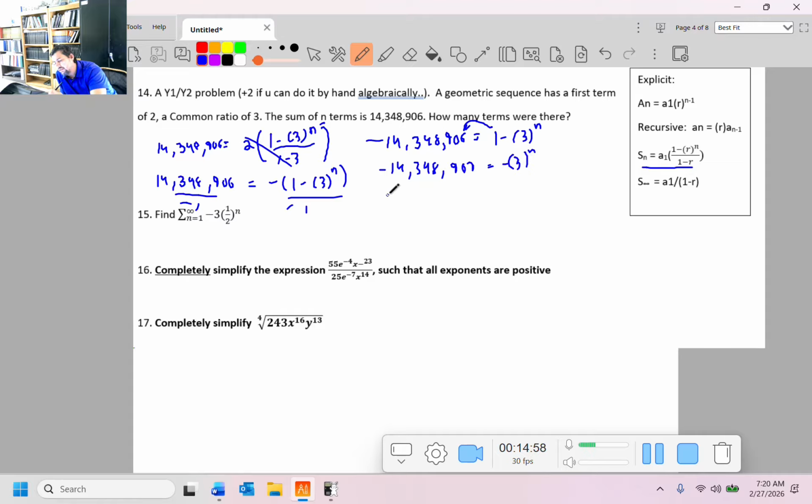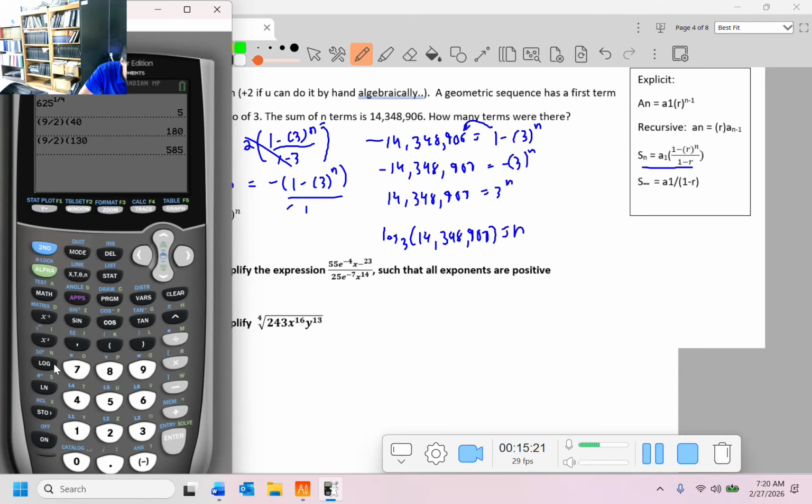I'm going to divide out negativity again. And now I'm going to convert to a logarithm. This is a log base 3. A log whose base is 3 and whose argument is 14 million and some change is my n. Now I'm going to use what we call change of base, and I'm going to see what this is. So the natural log of 14 million and some change.